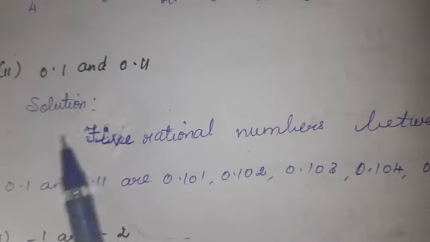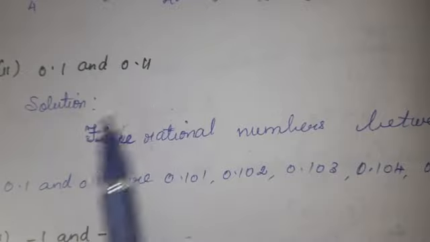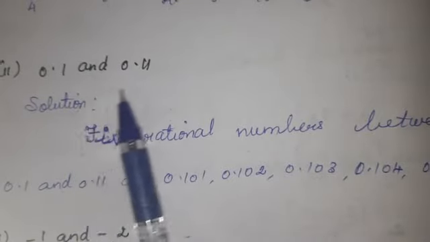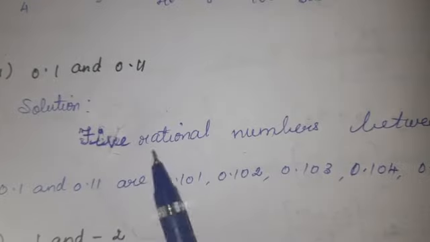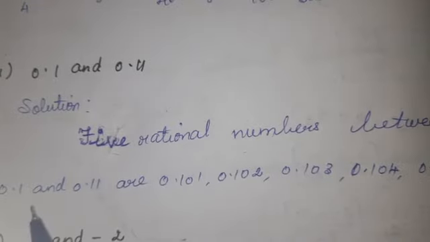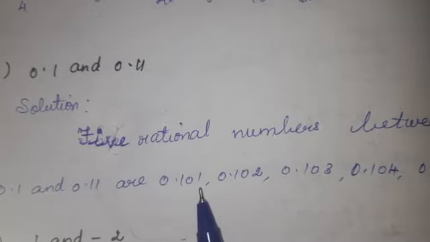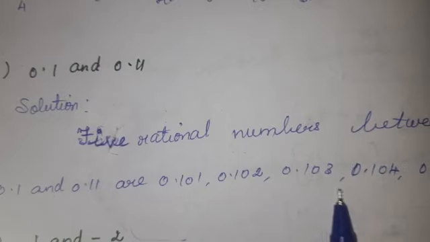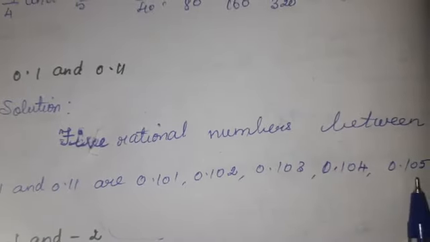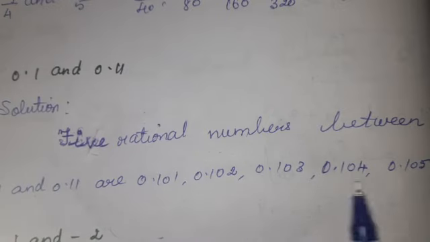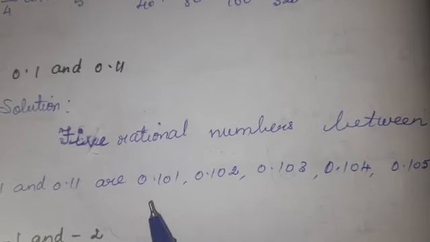Second question, 0.1 and 0.11. When you see this question, it is given in decimal form, so we can easily write this. Therefore, the 5 rational numbers between 0.1 and 0.11 are, we can write like this: 0.101, 0.102, 0.103, 0.104 and 0.105. These are 5 rational numbers between 0.1 and 0.11.